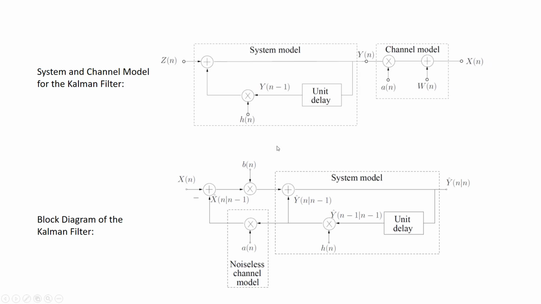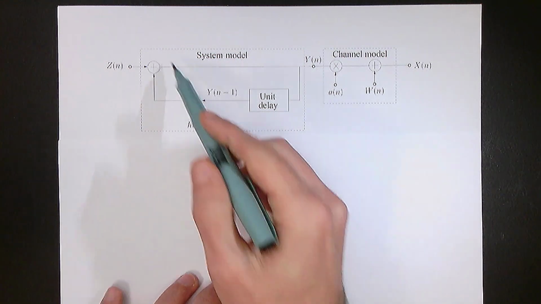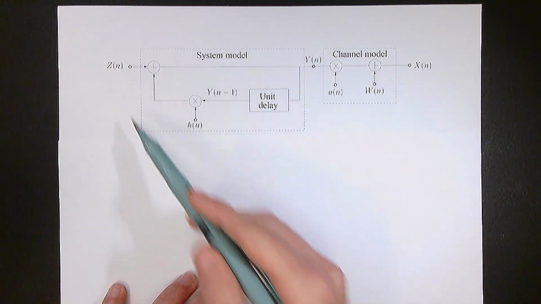As we can see in these two diagrams, the samples of the observable process x of n will actually constitute the input of the Kalman filter, and at the output of the Kalman filter we will obtain the linear minimum mean squared error estimates of y at that time n. Let us now have a closer look at how the system model is defined.